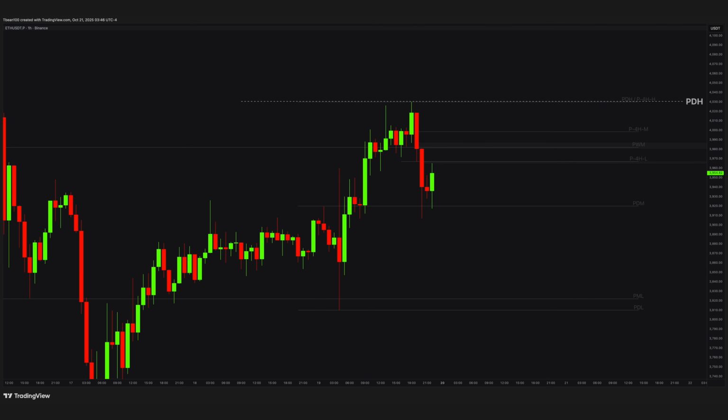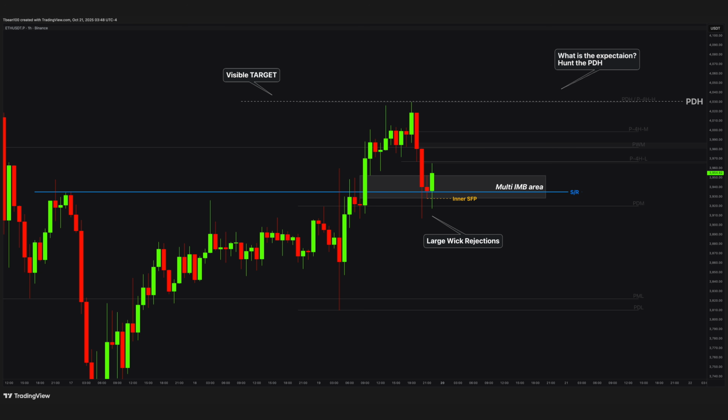Today, let's talk about how to read price action step by step and how to figure out the bias and the trade direction. For example, when I look at this chart, what I see is the PDH, the visible target up above. And down below, when I look at this multi-imbalance area, I also see this SR flip location. When you spot these inner swing failure patterns with big rejection waves, you can say we have a very tradable area here. So all in all, what is the expectation here?